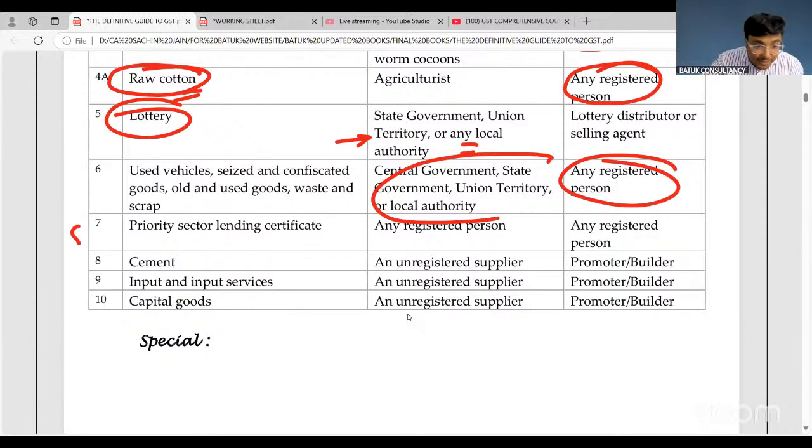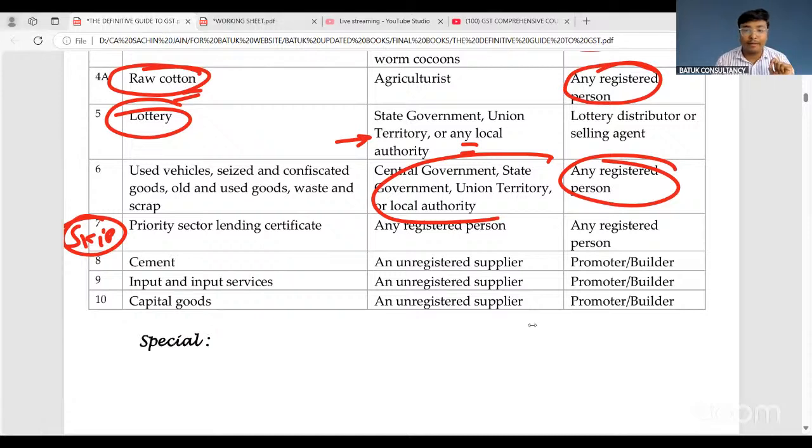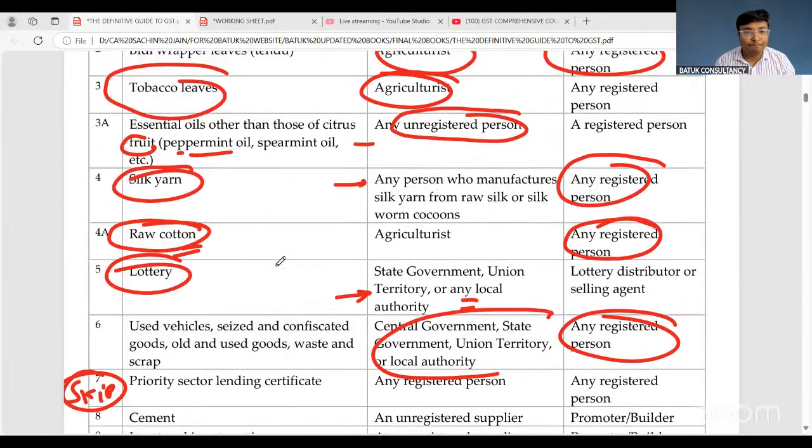Priority sector lending certificate, just skip this point. We'll discuss it as a separate concept, because in our second chapter also we skipped one specific concept related to the priority sector lending certificate, since we'll discuss it separately.